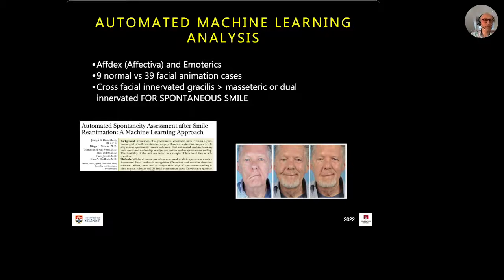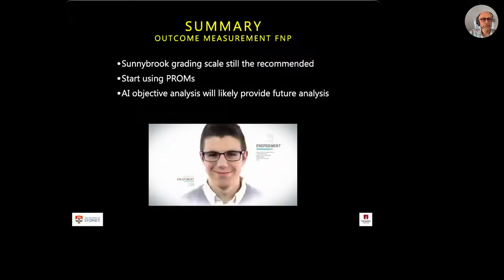And here's some of the first publications doing this, where they're mixing the Affdex software and Emotrics, 9 normal patients, 39 patients with facial animation cases, demonstrating that the cross-facial innervated gracilis graft is superior to the masseteric or dual innervated in these patients for spontaneous smile recovery. So this is very interesting early data, just demonstrating how we can get objectified, automated data in patients for recording outcome analysis. So in summary, it's really quite an exciting time for all of this.